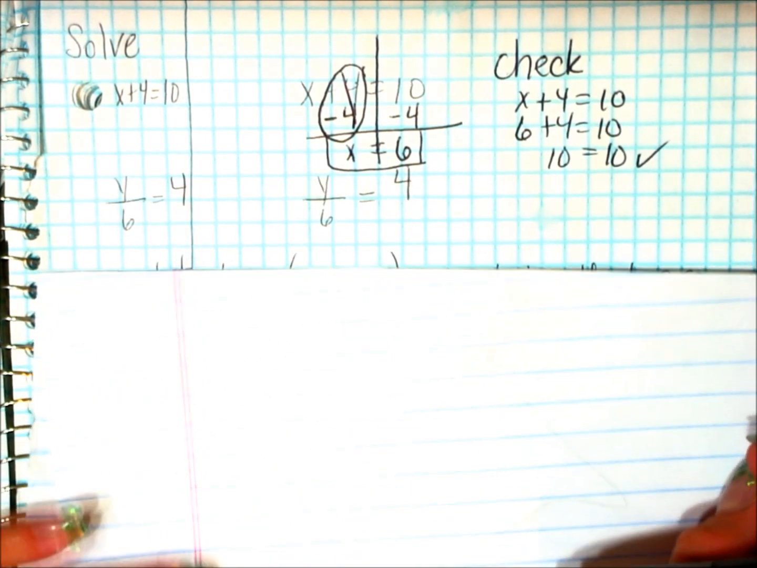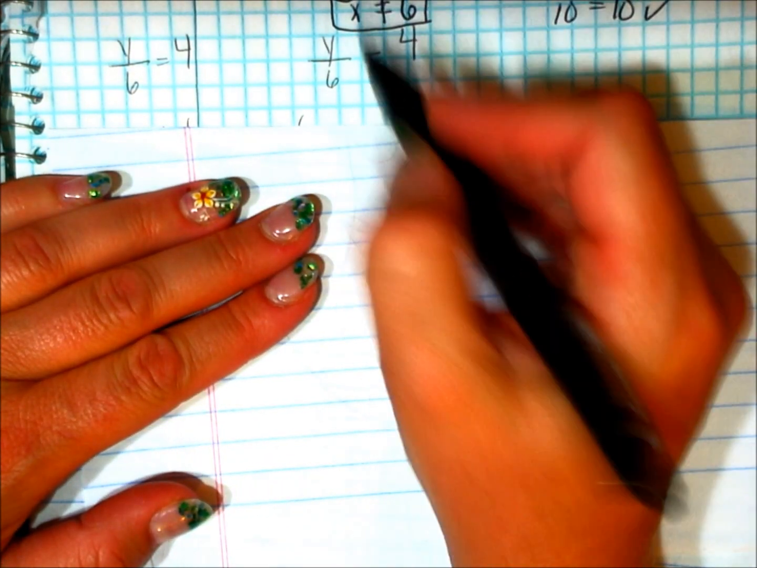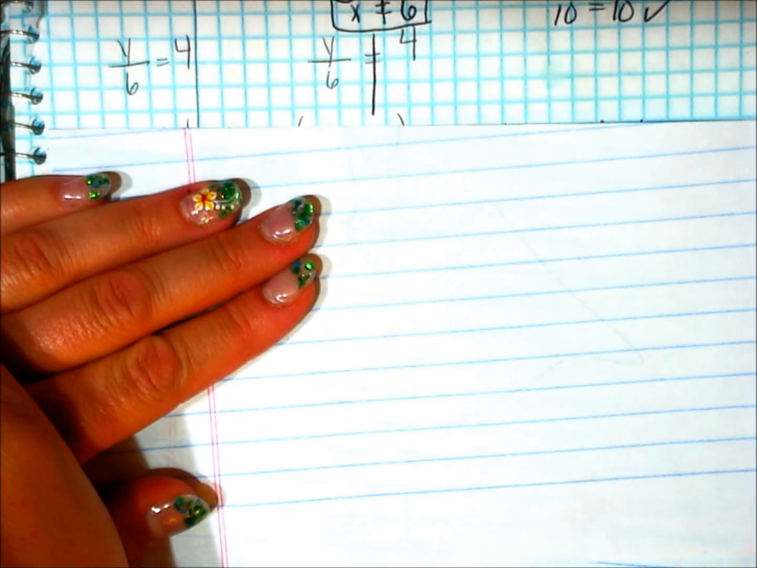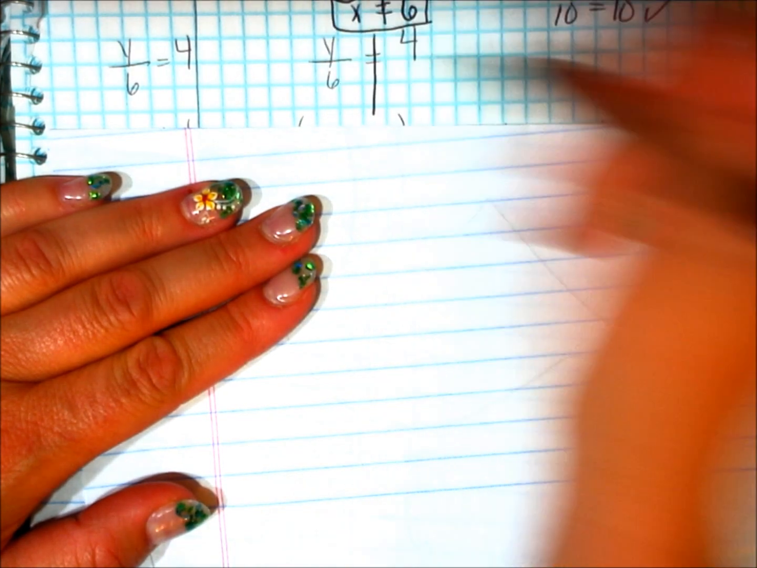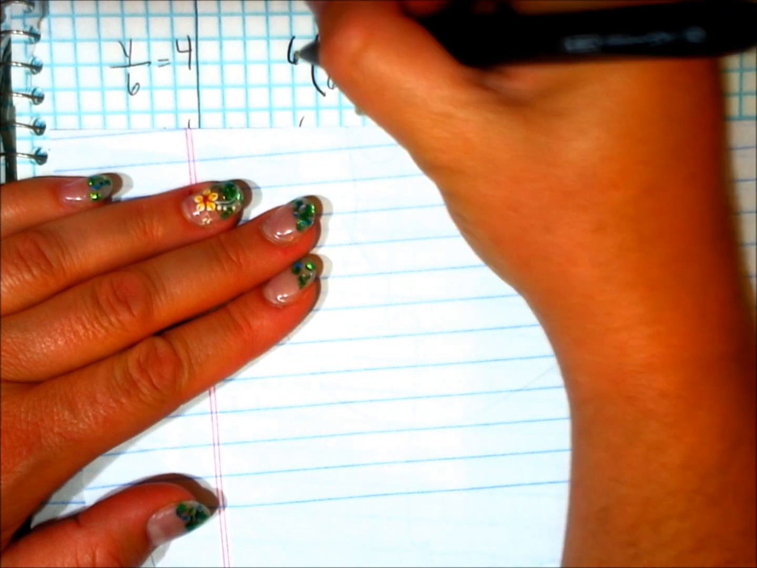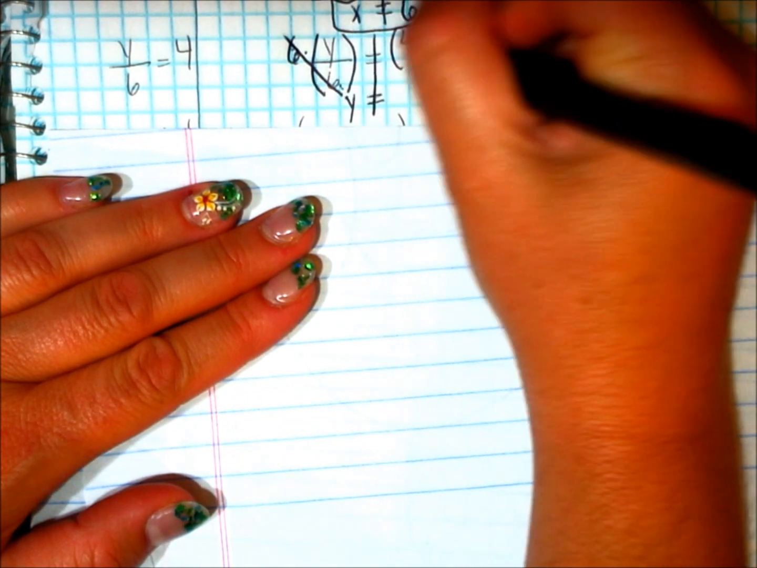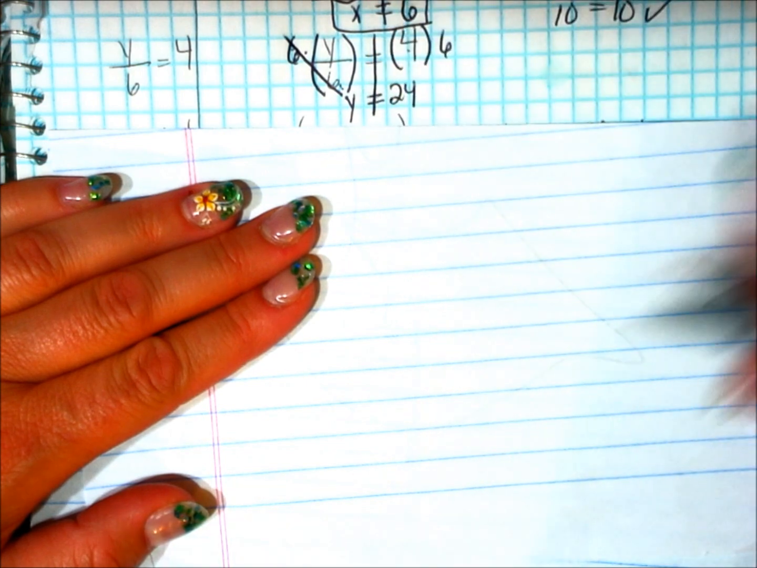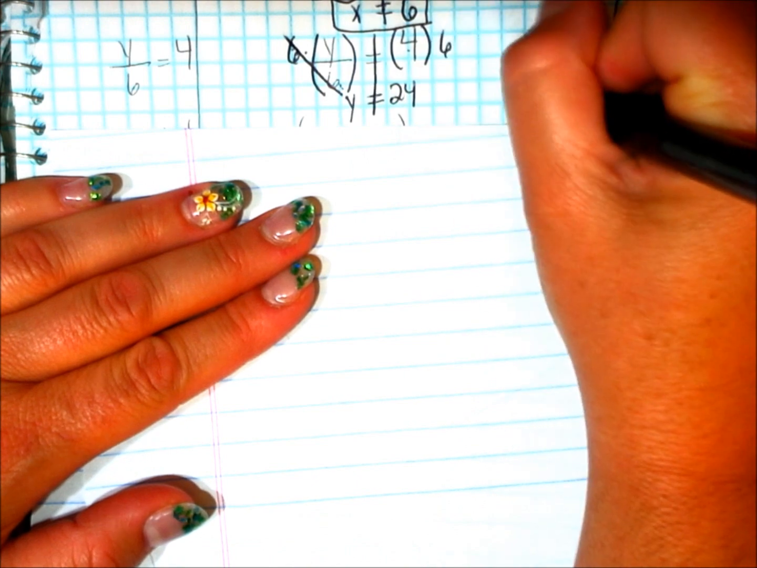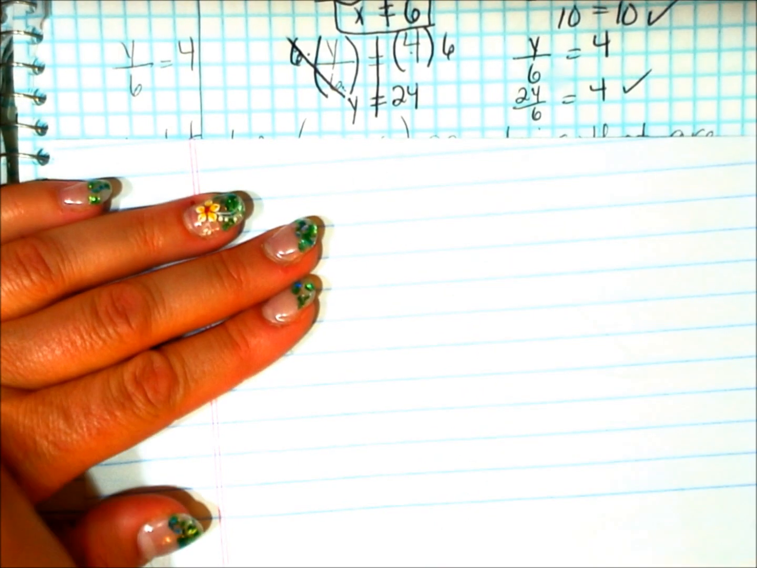All right, let's try another problem. So here again, opposite operations, solving for y. Okay, now again I draw my mirror. Everything has to stay the same on both sides. It looks like the opposite operation here, this is division, so the opposite would be multiplication. 6 divided by 6 gives me 1, and I'm left with y on this side. 4 times 6 is 24. So when I go to do my check, y divided by 6 equals 4. Put that 24 in there. 24 divided by 6 is 4. So that would work just fine.